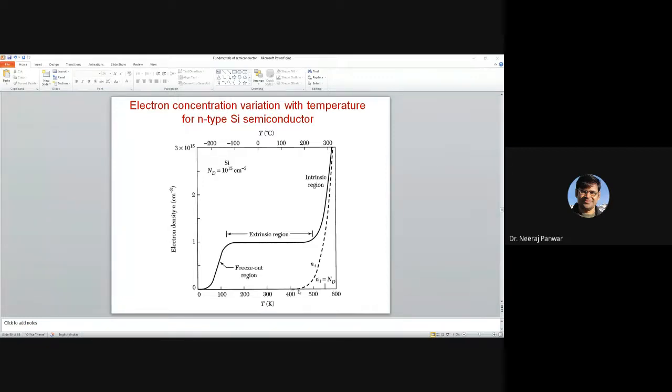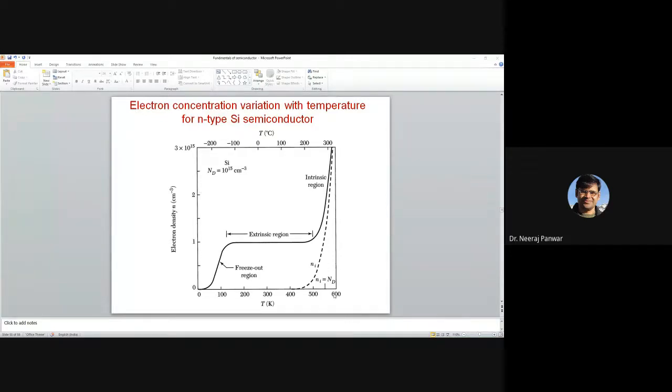But when the temperature is around 450 Kelvin, the covalent bonds start breaking, and the electrons are free to roam around in the crystal. Means the electron makes a transition from the valence band to the conduction band, and with the increase of temperature, the electron concentration in the conduction band increases. So you can see in this region, the intrinsic as well as the extrinsic semiconductor behave more or less the same way. Remember, this is only the electron concentration behavior.